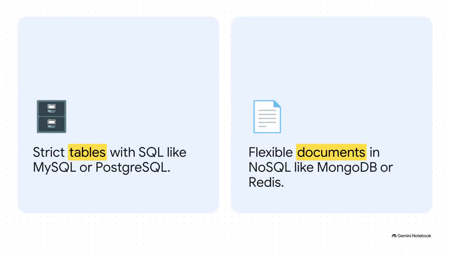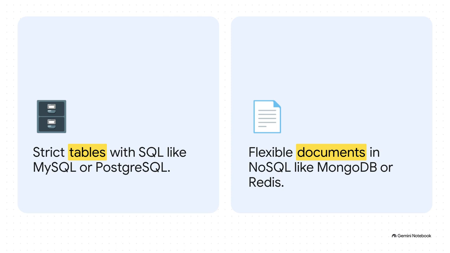Now, not all databases are built quite the same way. We essentially have 2 main camps. On one side, we've got relational databases, which speak a language called SQL, structured query language. Systems like MySQL and PostgreSQL live in this camp, and they're all about enforcing strict tabular structures and keeping data integrity super tight. But on the flip side, we have non-relational or NoSQL databases like MongoDB or Redis.